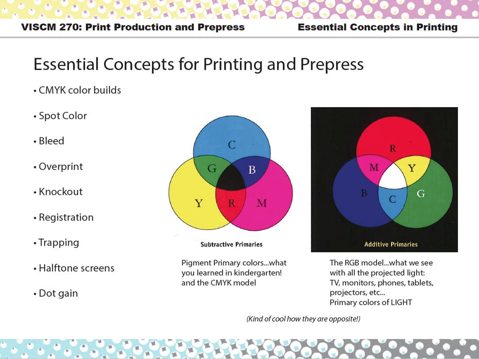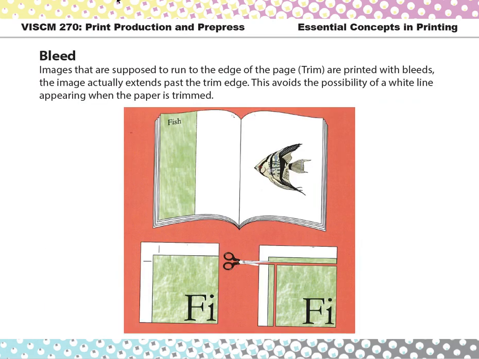In the first video we talked about CMYK color builds and spot color. In this video we're going to look at bleed, overprint, knockout, registration, and trapping. The last two topics there, halftone screens and dot gain, will be in a different video. So to get started, bleed.